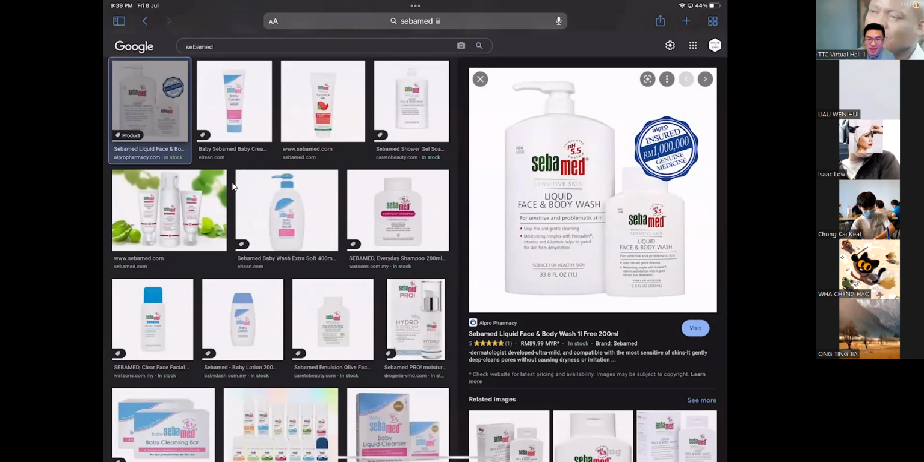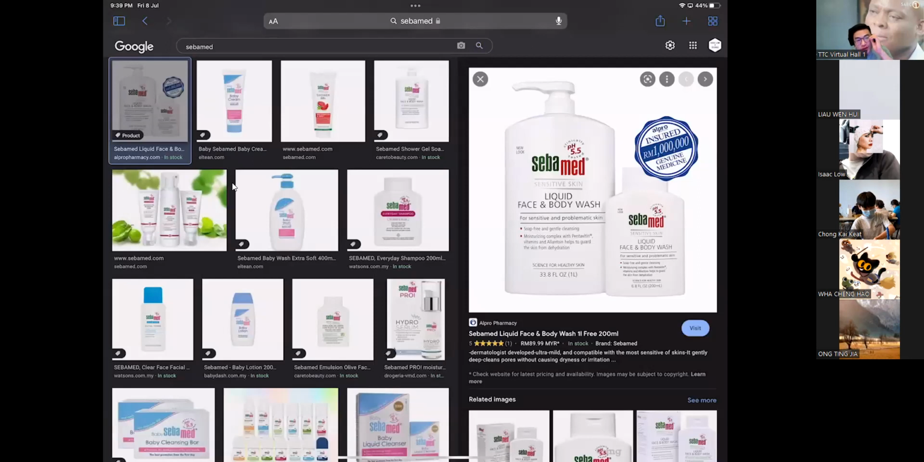Oh, I see some of you use Sebamed too. Wow, Sebamed gang here, Sebamed master race. Your mom gave you some? This thing is not cheap, but it's really good for your skin. Still got pimples? You get pimples because you are going through puberty. Next time you won't have them anymore.